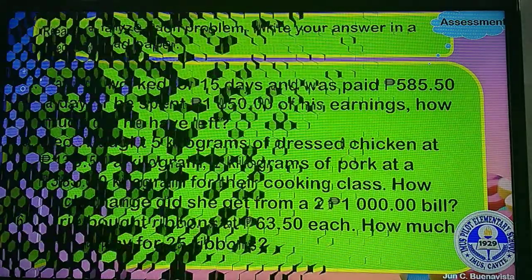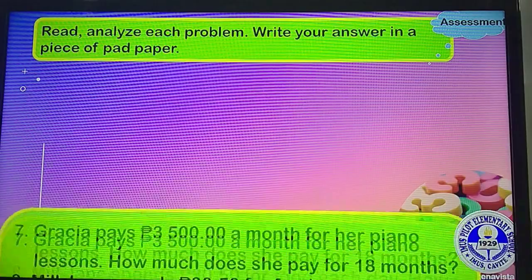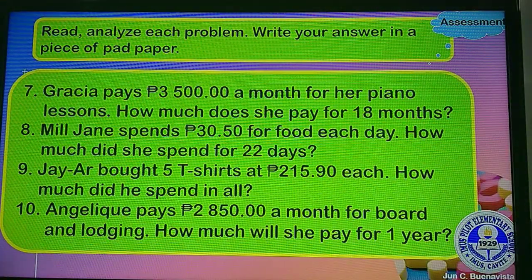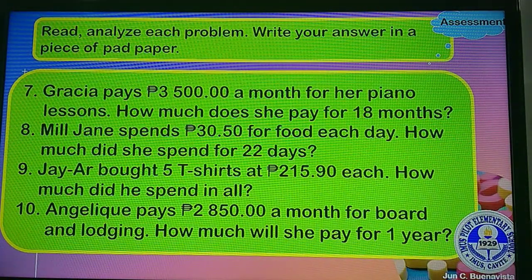Okay, for number 7, Gracia pays 3,500 pesos a month for her piano lessons. How much does she pay for 18 months? So, basic. That is a routine problem because one operation only.